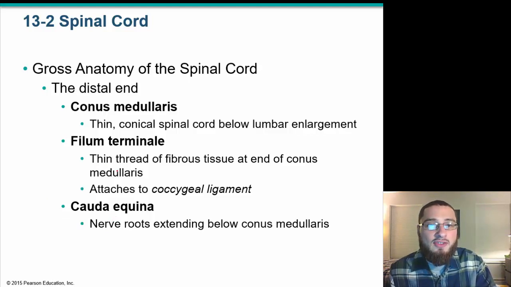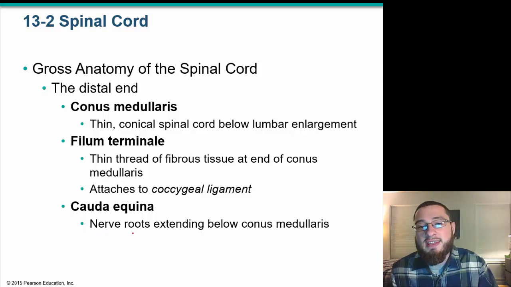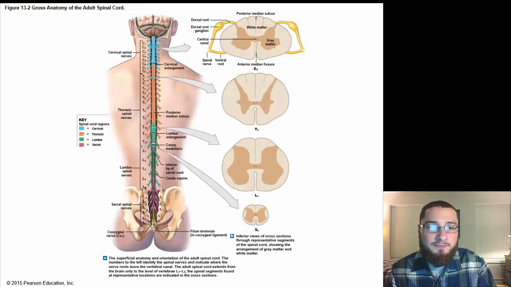The distal end is going to have the conus medullaris, which is a thin conical spinal cord below the lumbar enlargement. Then you have the filum terminale, which is where it really ends, and it attaches to the coccygeal ligament. And then you have the cauda equina, which is the nerve roots extending below the conus medullaris.